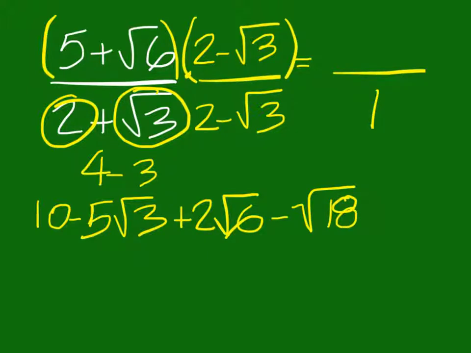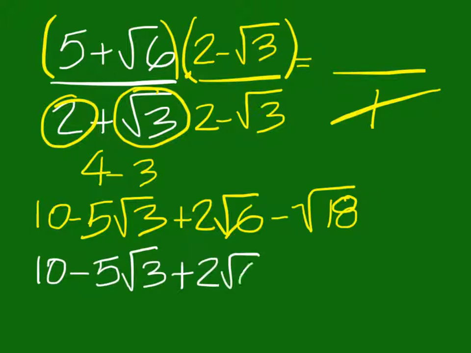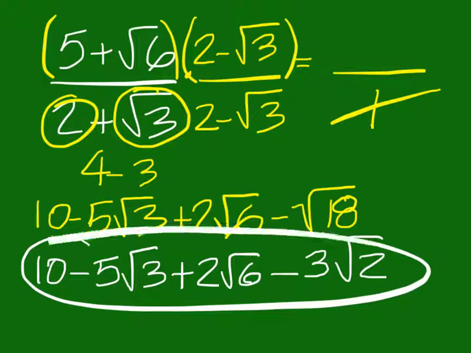Now as we go through and look at this, remember we no longer have a denominator. It was 1. We have 10 minus 5 square root of 3 plus 2 square root of 6 minus the square root of 18. The square root of 18 can be simplified. So keep your 10 minus the 5 square root of 3 plus 2 square root of 6, and 18 can be broken up as 9 and 2. Square root of 9, square root of 2. So that would be a 3 square root of 2 at the back end. This would be your final answer.